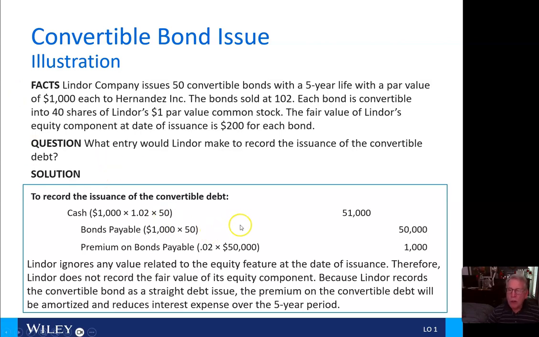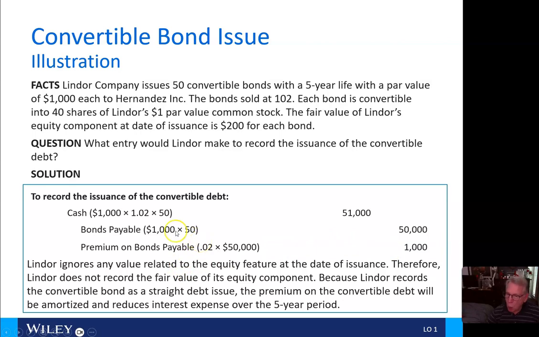Well, to record the issuance of that debt, we're going to debit cash, and here we have $1,000 bond increased by the 102% times the 50 bonds. That's a $51,000 debit. We're going to credit bonds payable for what's written on the bond, $1,000, 50 of them, $50,000. So that means our premium is going to be $1,000.